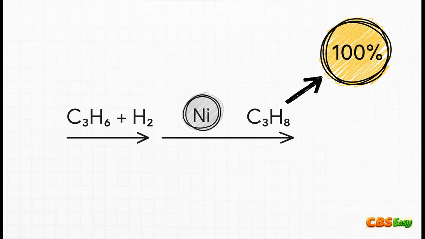And here is the absolute key to getting full marks. Just writing the equation is good, you'll get some credit, but mentioning the nickel catalyst, that's what gets you the full mark. That little Ni written over the arrow is everything. So please always remember to include your catalysts or any conditions like heat for these reactions.